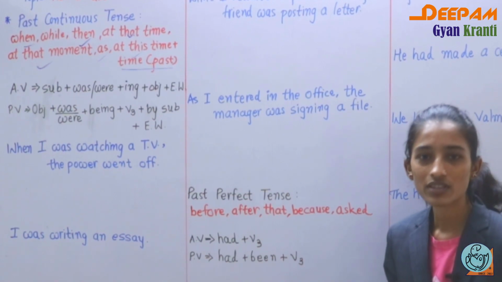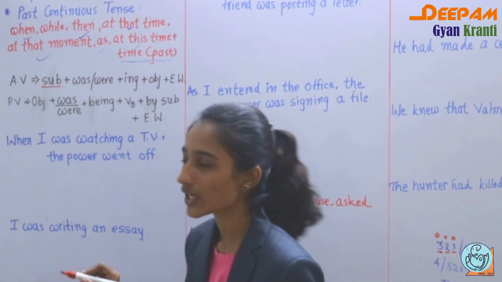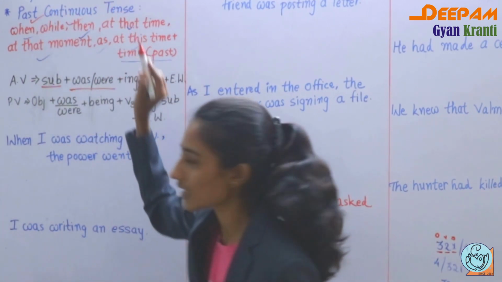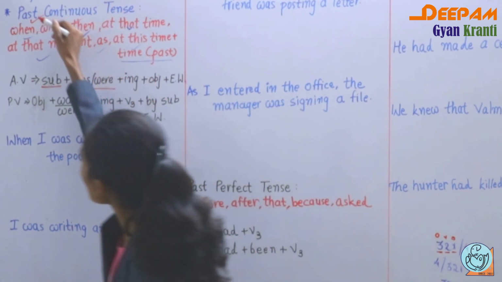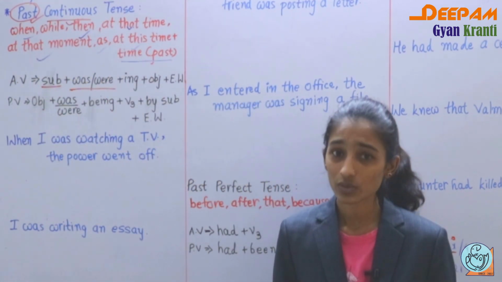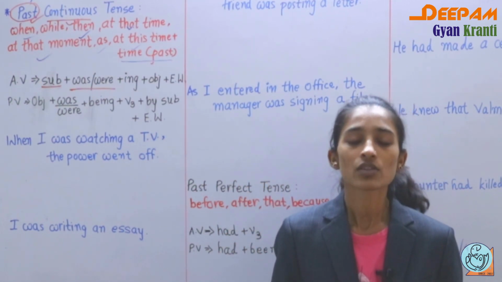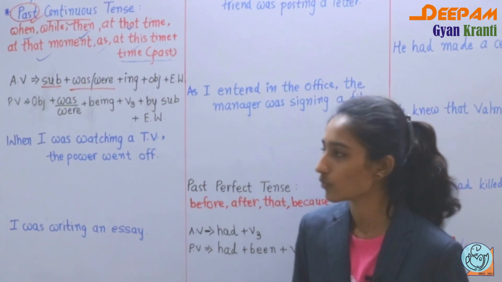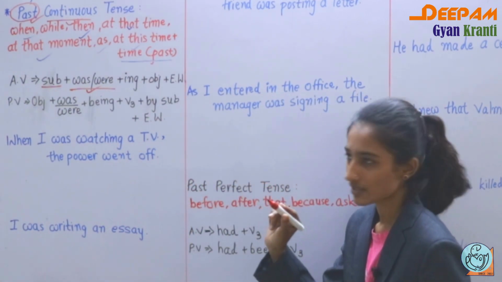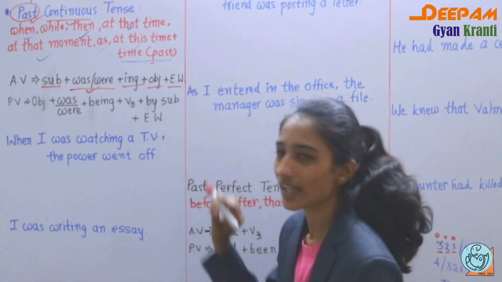So as far as active voice is concerned, the sentence formation is: first comes the subject, then was or were, because we are talking about the past continuous tense. So two tenses are here. First one is past and second one is continuous. Now you are all aware that when you want to show any tense in continuous form, you have to add ing to the main verb. So the helping verb was or were indicates past tense, then continuous means you have to add ing, then the object and then extra words.